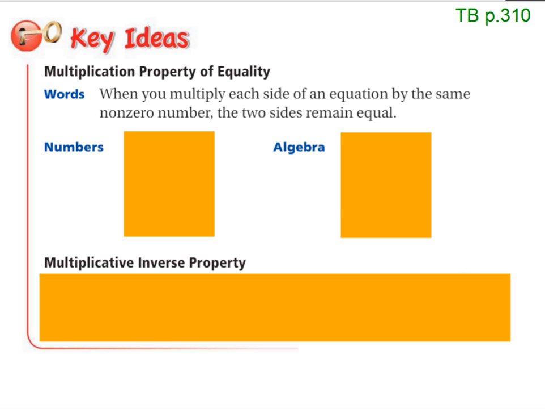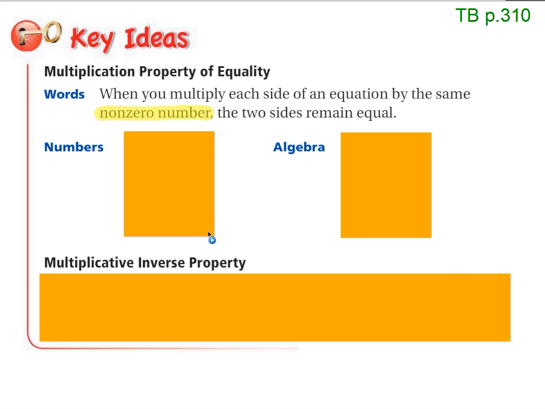So with the multiplication property of equality, what this means is when you multiply each side of an equation by the same non-zero number, and I want to highlight this, this is really important, non-zero number, the two sides remain equal. The reason, obviously, that it has to be a non-zero number is anytime you multiply a number by 0, the answer is 0. So when we are multiplying or dividing, we have to have a number that is not 0 that we're doing this with.